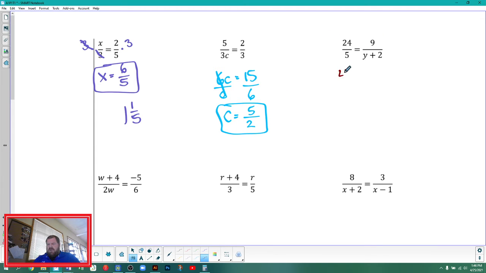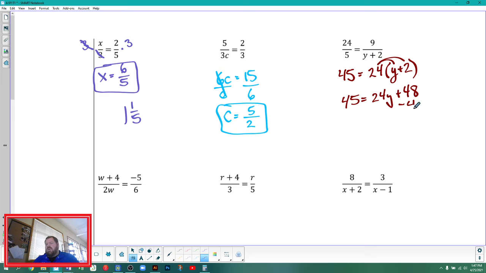9 times 5 is 45. On this one, I'm kind of stuck writing an intermediate step because I have 24 times this whole y plus 2. So I have to write it as this. And now I have to distribute. So we're going to take 45 equal to 24 times y plus 24 times 2. And now we have an equation to solve.